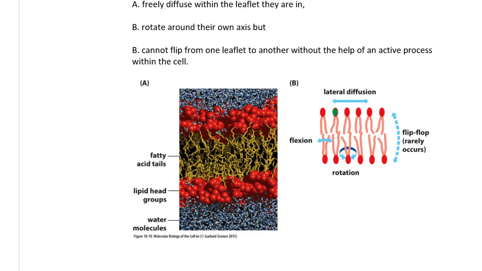But going from the leaflet it's on to this other leaflet, that cannot happen by itself. This is not going to be a spontaneous process. This actually requires some sort of input of energy, meaning coupling the movement of a phospholipid from one leaflet to the next will require coupling that process to a very favorable process, such as ATP hydrolysis or something else.